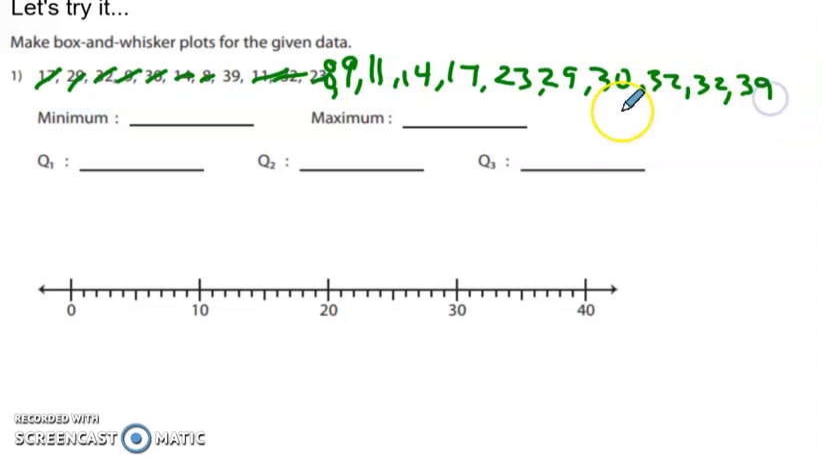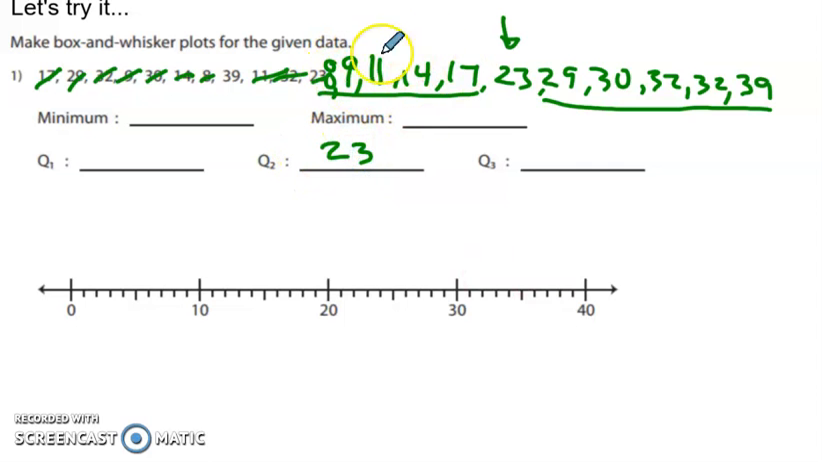All right. So again, we're going to find our median right in the middle. 1, 2, 3, 4, 5, 6, 7, 8, 9, 10, 11 pieces of data. That means we're going to have a 5 in our lower, right here. That's our lower half. And we have 5 in our upper half. That's right there. And so it means 23 is our second quartile or our median. So 23 goes in the middle.